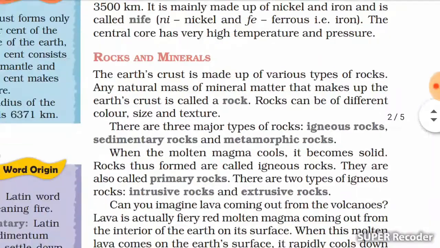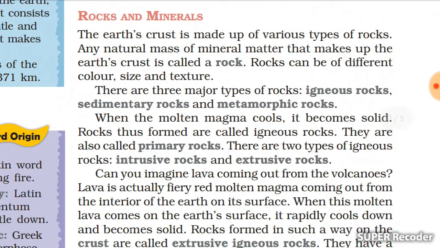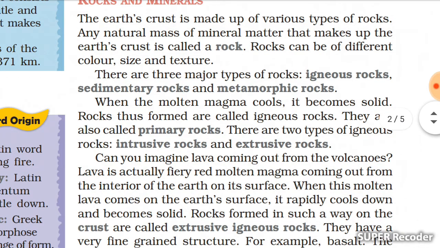Do you know rocks and minerals? Yes, you all know about the various types of rocks. You have learned in earlier classes. Now we are going to talk about that. The earth's crust is made up of various types of rocks. What is a rock? Any natural mass of mineral matter that makes up the earth's crust is called a rock.